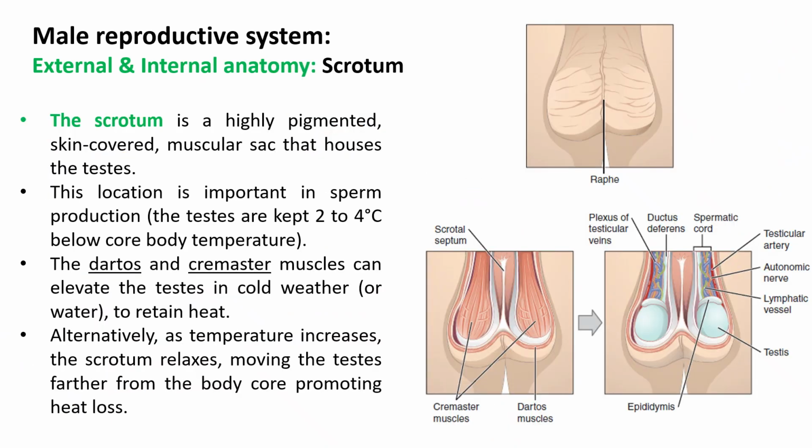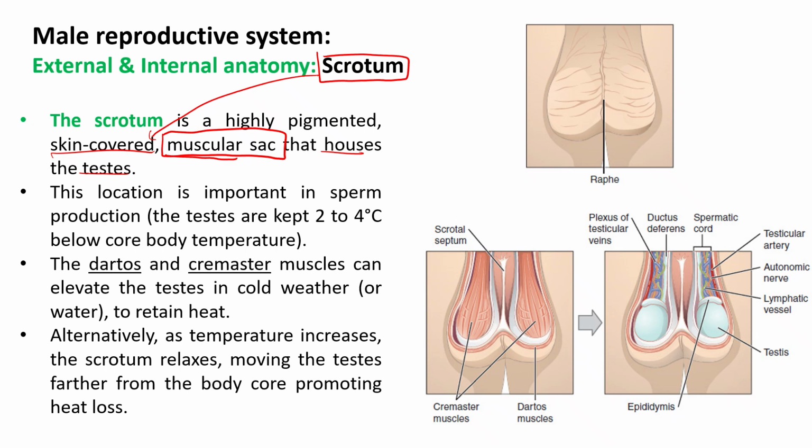So let's just start learning in more detail the scrotum. We mentioned already that the scrotum is just this sac of highly pigmented skin that houses the testicles. And important here, underneath the skin, when you remove the skin, we're going to find that we have a layer of muscle, okay?